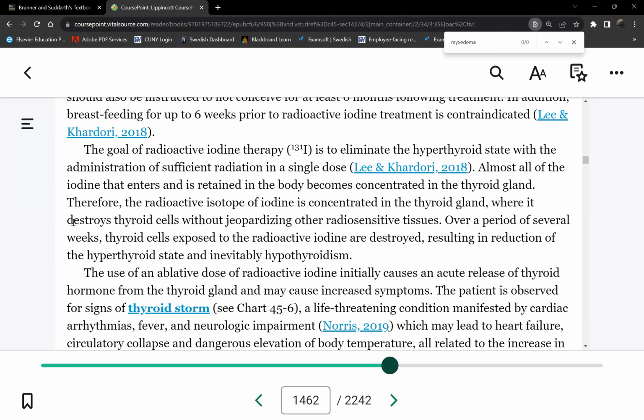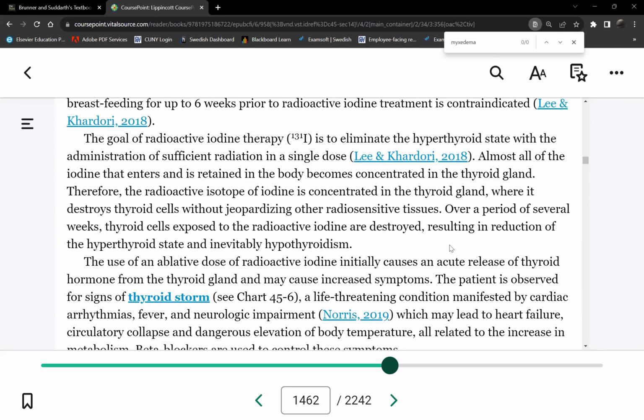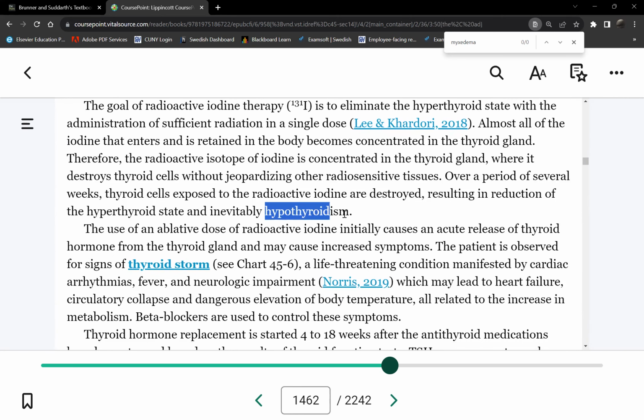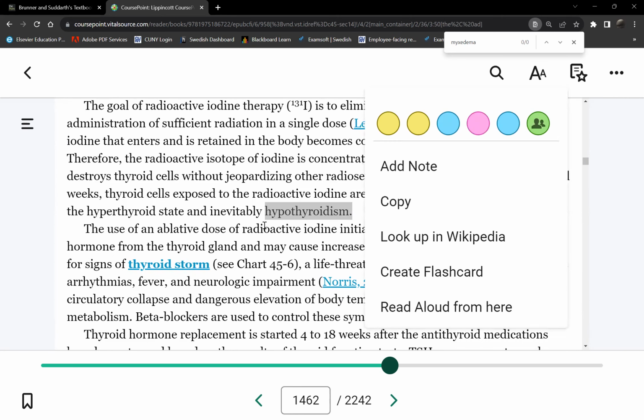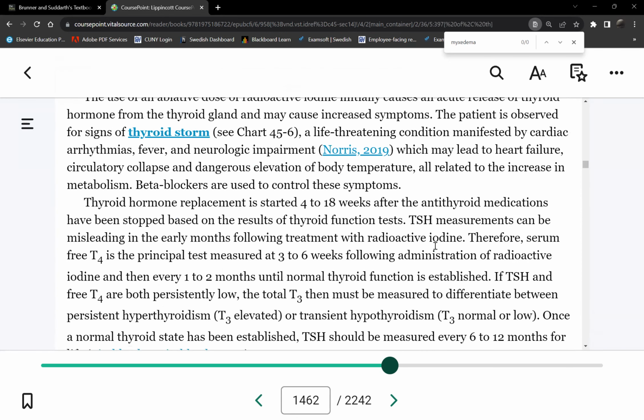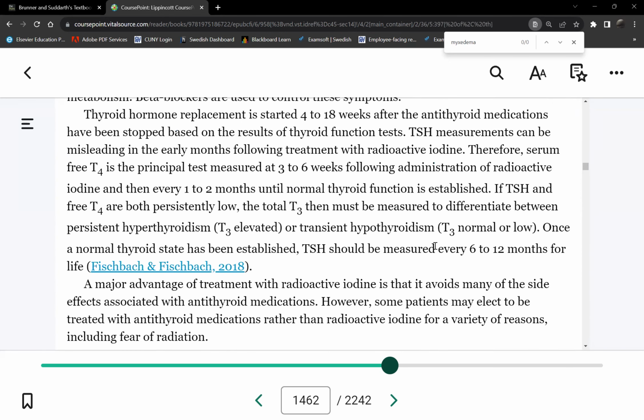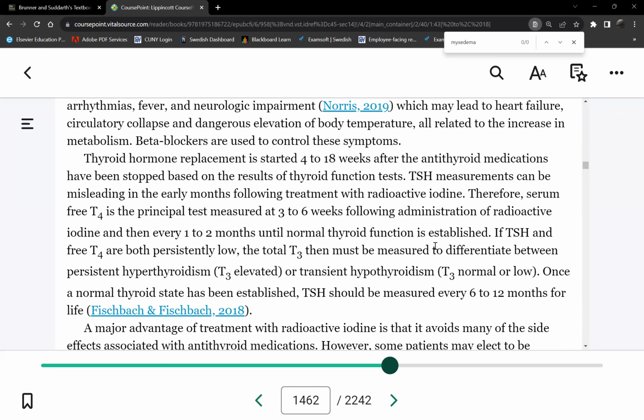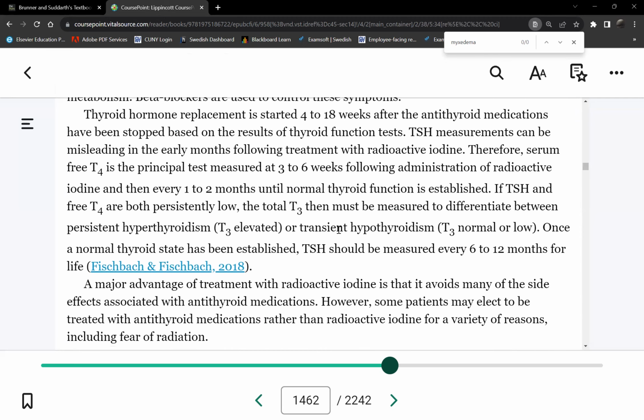So here, as already mentioned, they'll destroy the thyroid cells, and as a result, the patient will develop hypothyroidism. And once they do, then of course they'll be taking hormones for life, right? Because they're now hypothyroid.